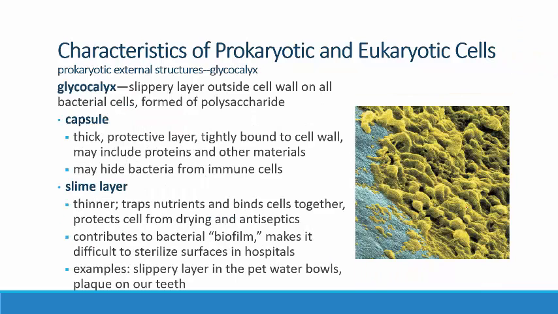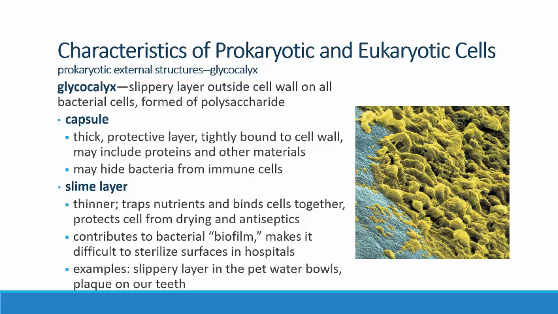Okay, so the last thing to talk about that is external to the bacterial cell wall is a structure called the glycocalyx. And it's a slippery, sticky outer surface on the exterior of the cell wall, and it's formed by polysaccharides. So we have these sticky, slippery polysaccharides that are found there outside the cell wall, forming the glycocalyx.